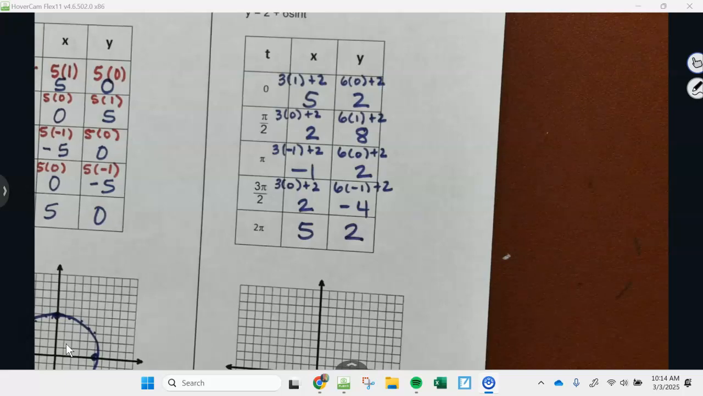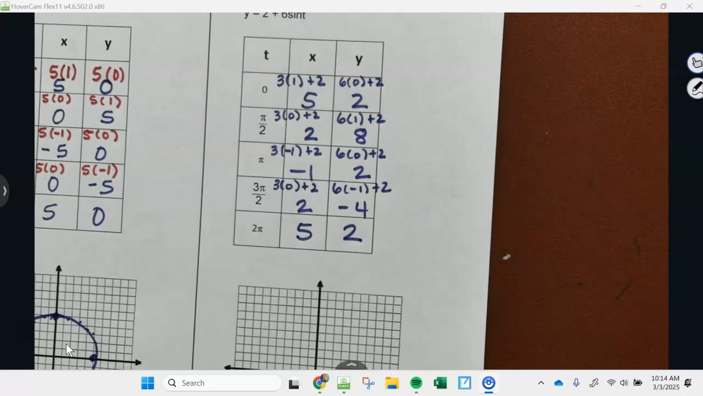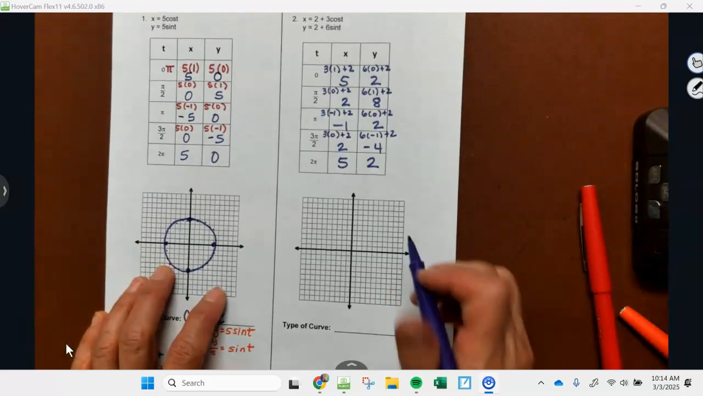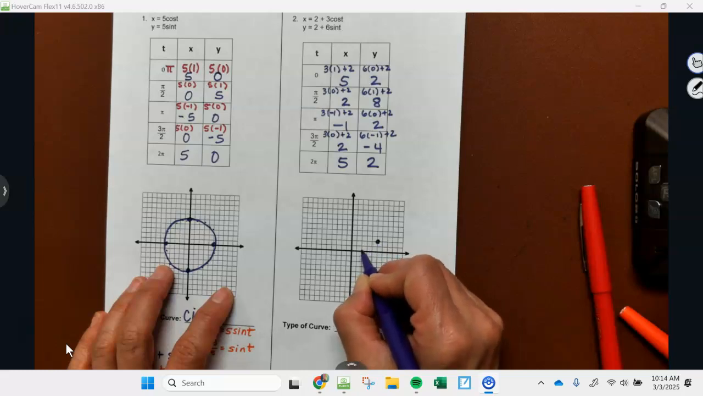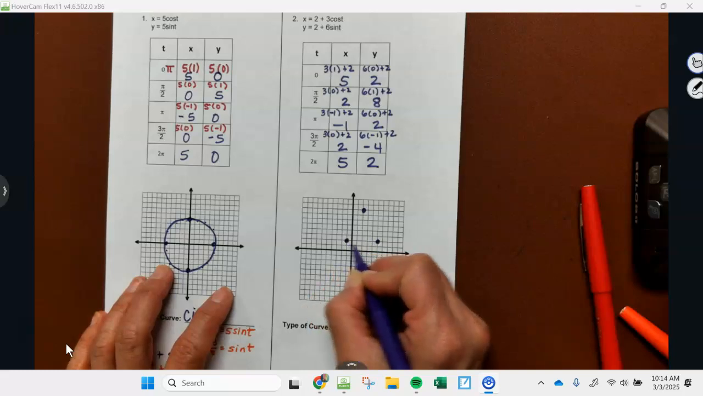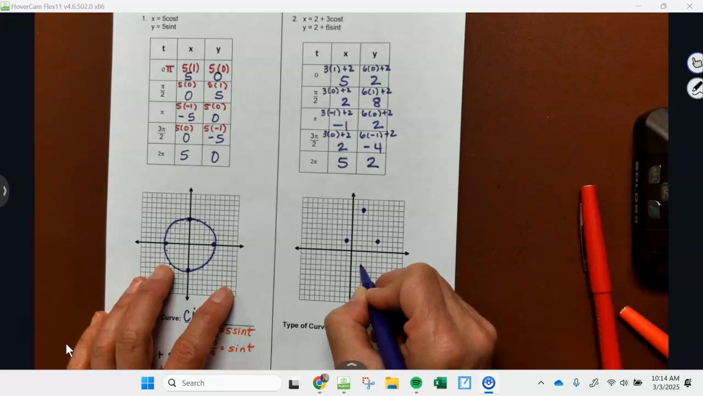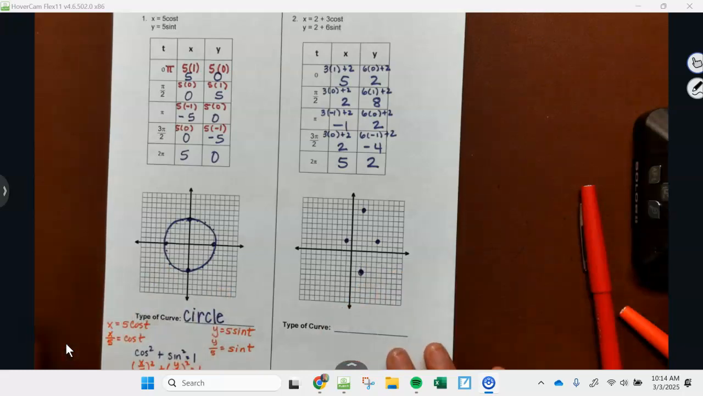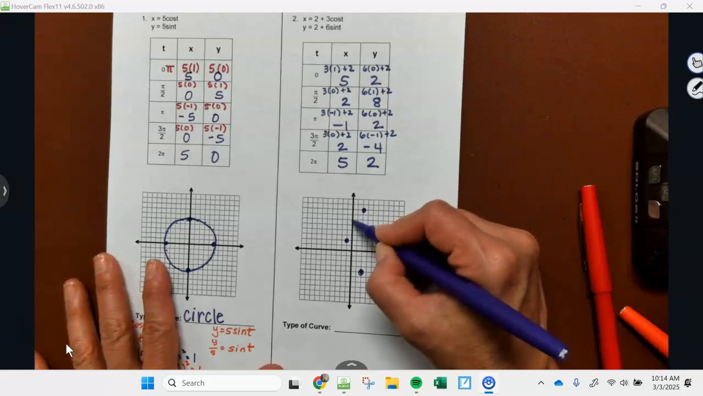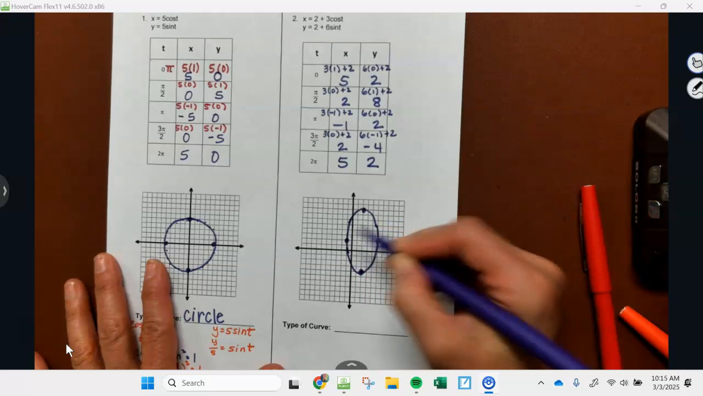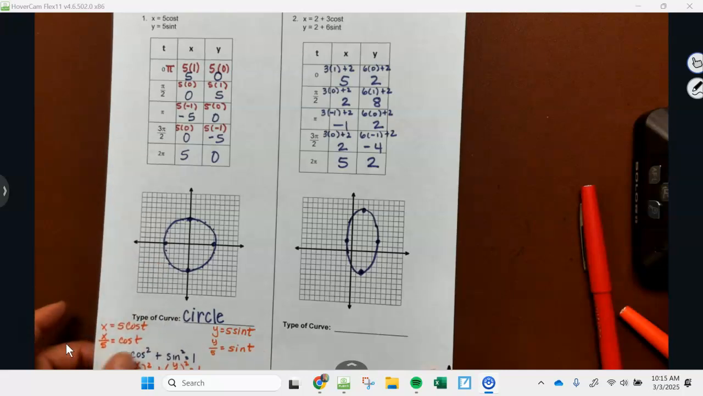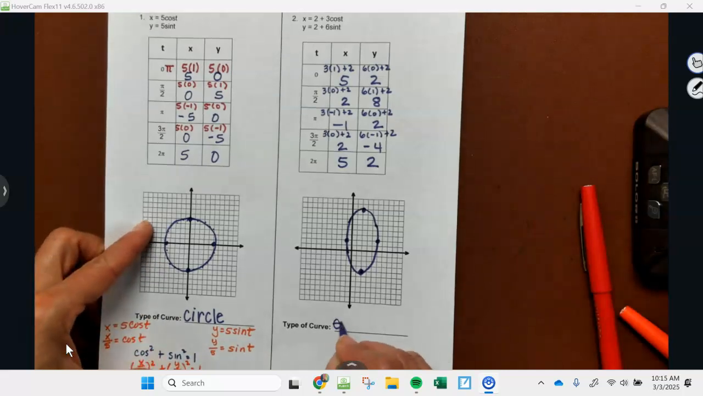Okay, let's plot these ordered pairs and kind of figure out what shape this is. So 5, 2. 2, 8. All right, so it's certainly not a circle, guys. So we know this one's going to be an ellipse.